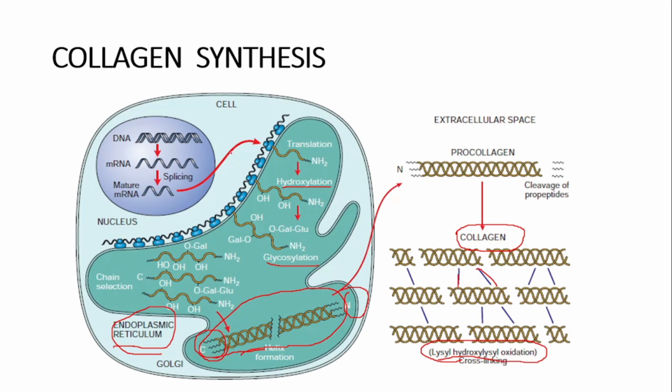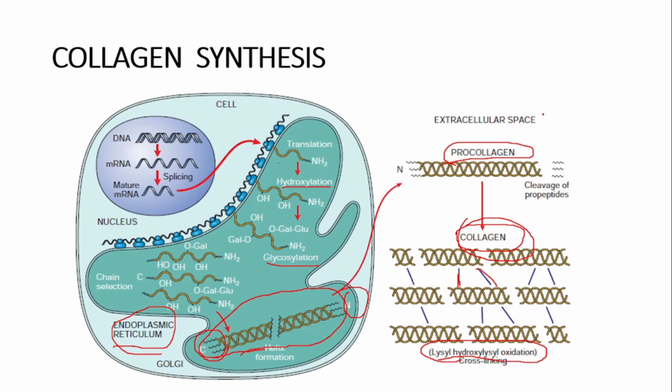And any defect in these steps of collagen synthesis, such as primary sequence synthesis, procollagen processing, or collagen processing, or any defect in cross-linking, leads to connective tissue laxity, and we will study the related disorders further. There are about 30 types of collagen present in the body, and as I said, they are majorly divided into two types: fibrillar and non-fibrillar collagen.